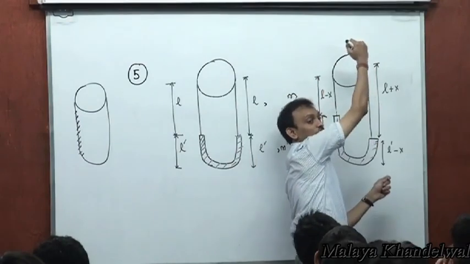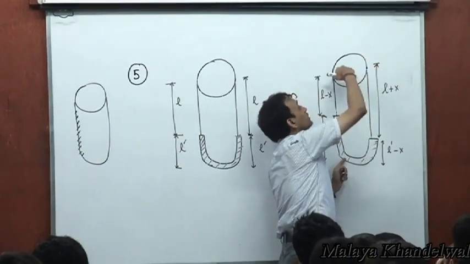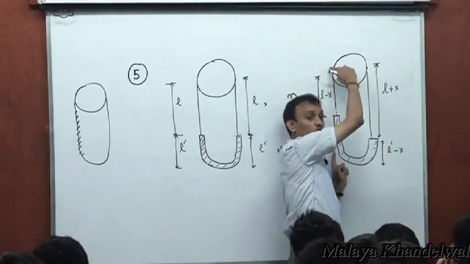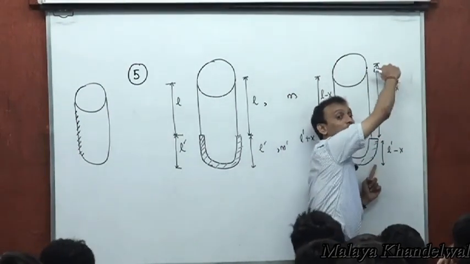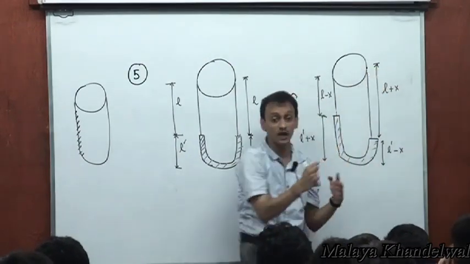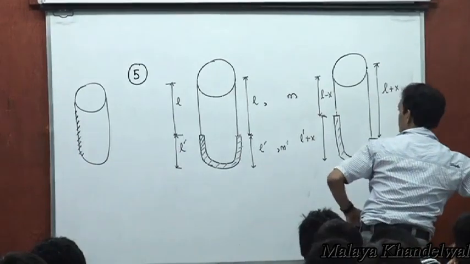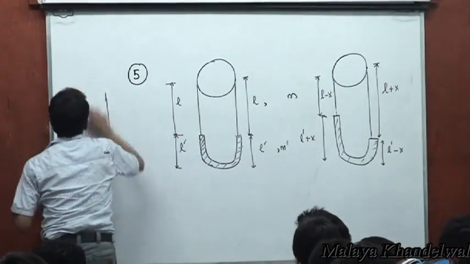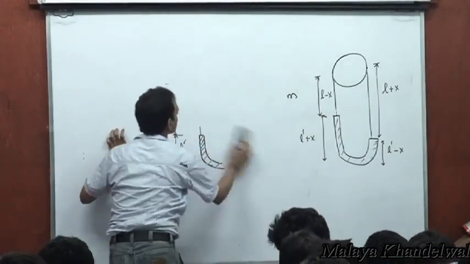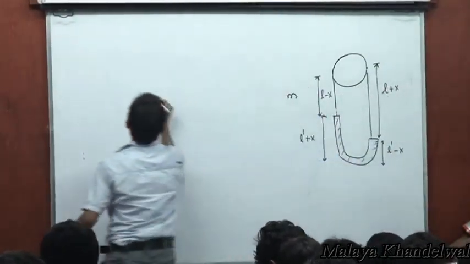The force that this experiences would be the difference in the two weights, this weight minus this weight. The restoring force would be this weight minus this weight, right? So having displaced it x units as shown, the restoring force is going to be the difference in the two weights.